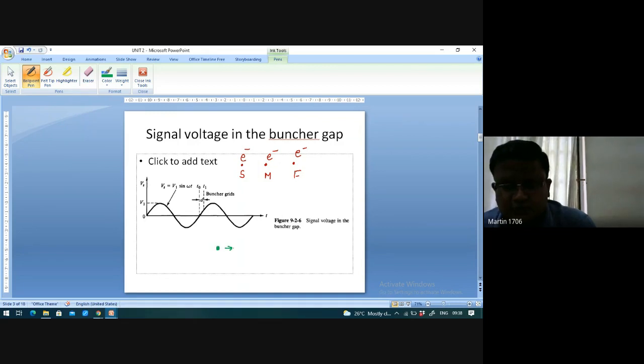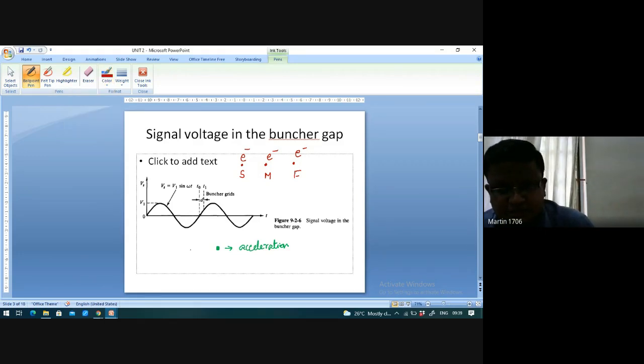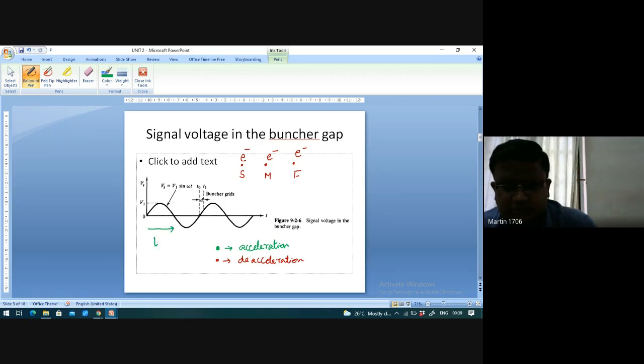I will put green color as acceleration and red color as deceleration. Please see, with the help of this I will explain. This is your time scale, and this is your applied potential, the applied voltage simply.